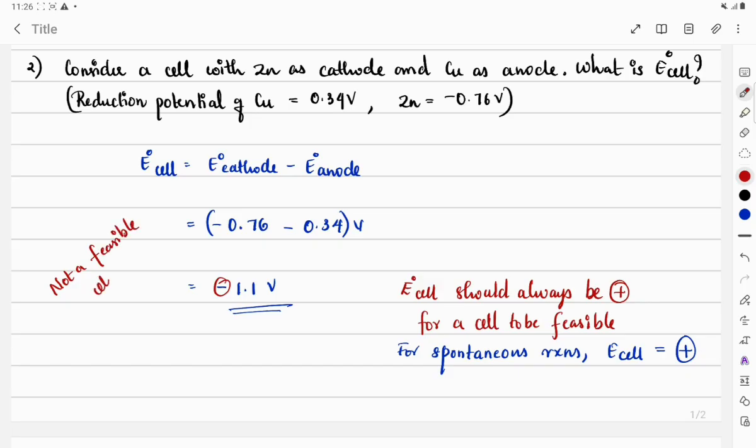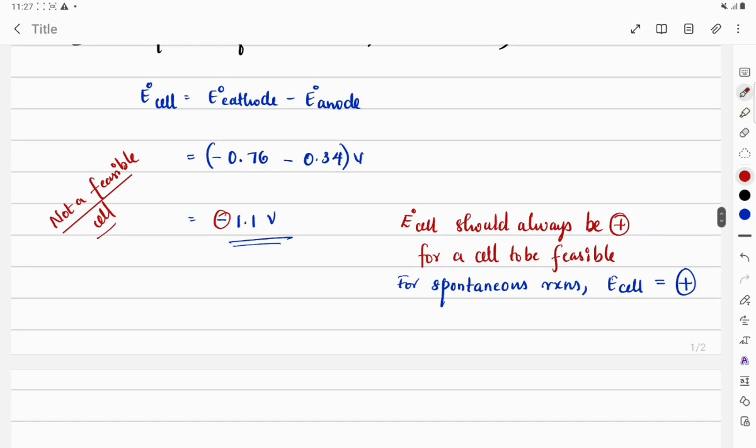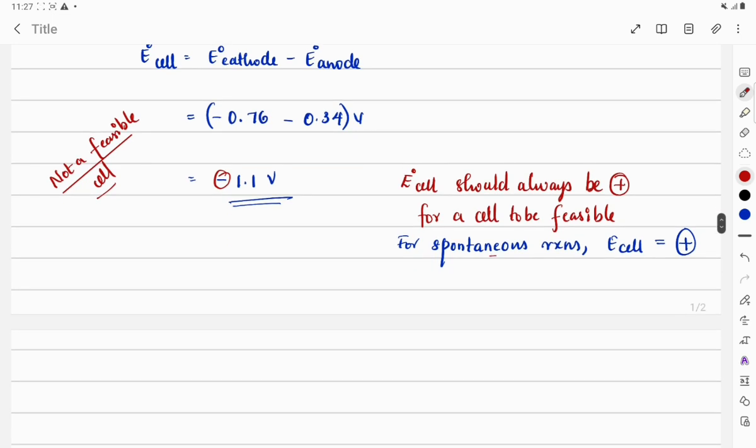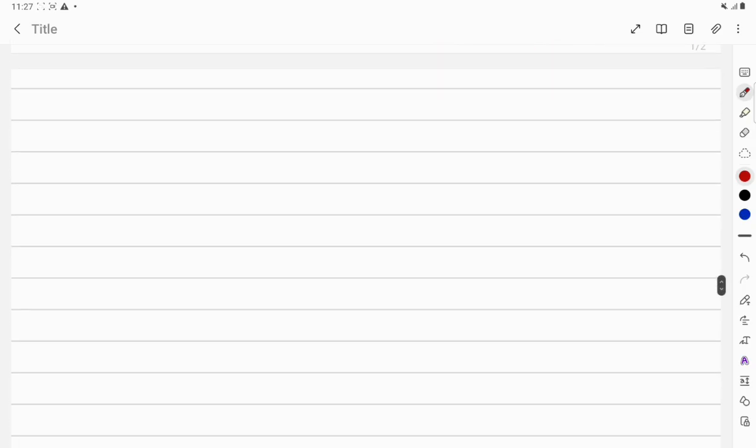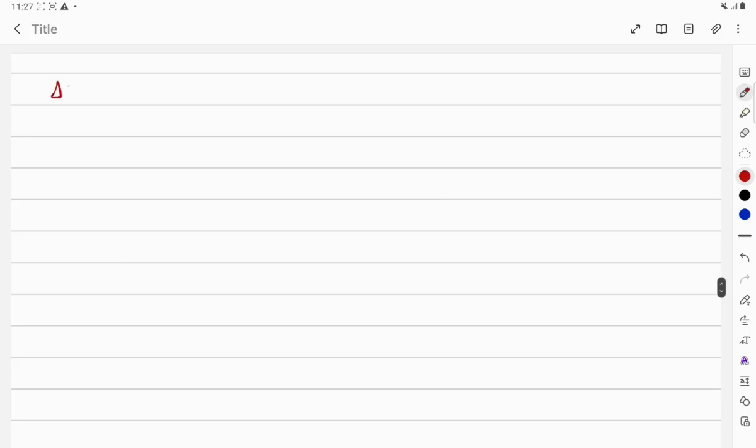Not a feasible cell. So any cell which has zinc as the cathode and copper as the anode will not be feasible. Just see how this is for a spontaneous reaction. What is the actual criterion for spontaneity that we have studied in thermodynamics? It was based on delta G, right? So we have studied that the actual criterion for spontaneity is that delta G has to be negative for a spontaneous reaction. If delta G is positive, it is a non-spontaneous reaction.